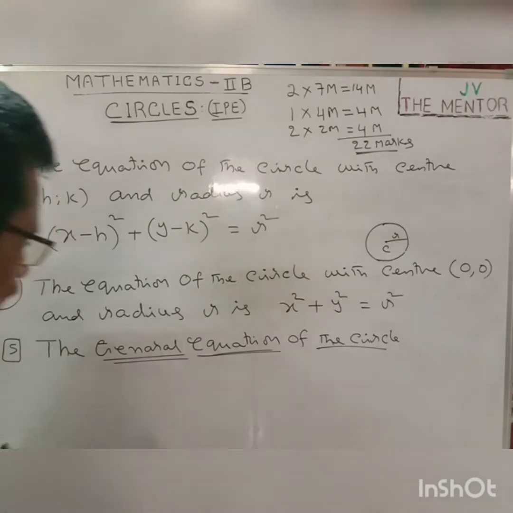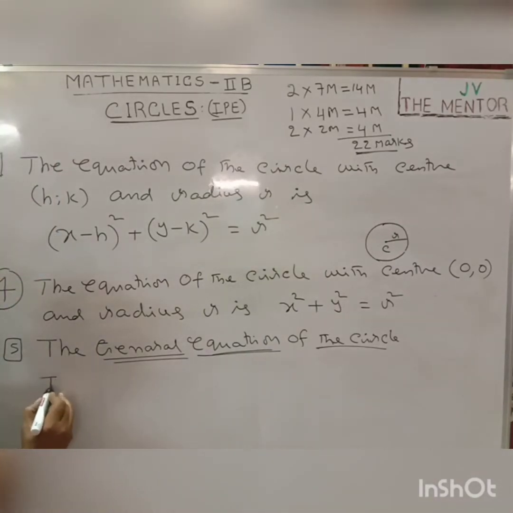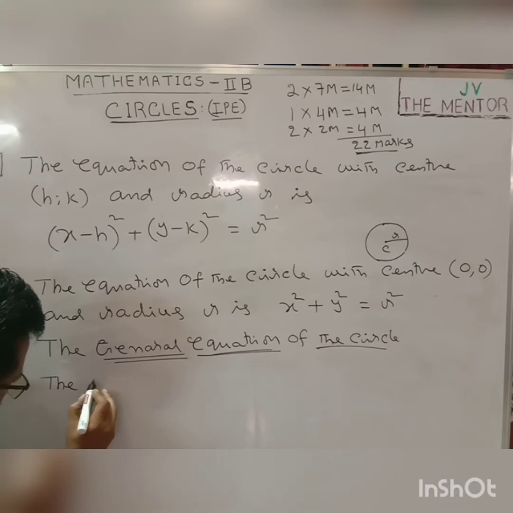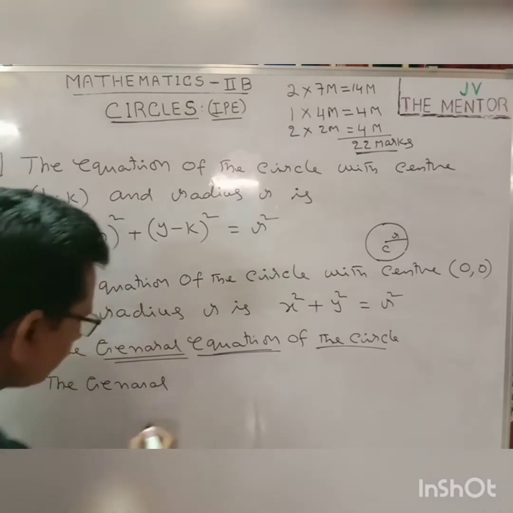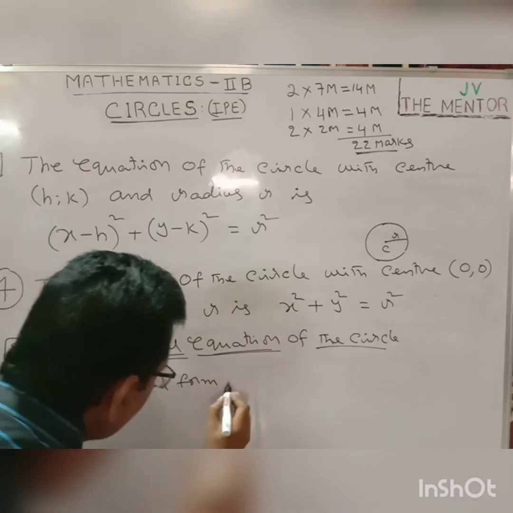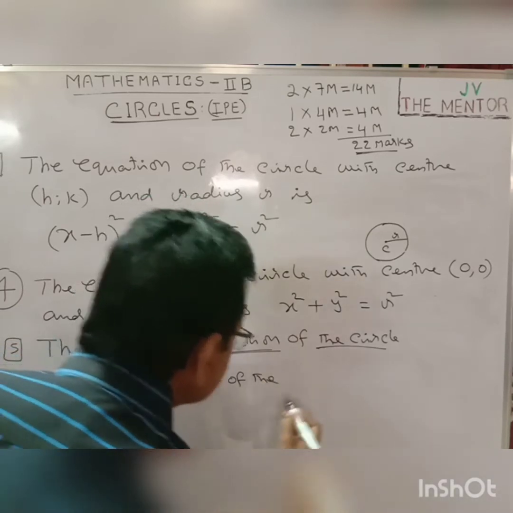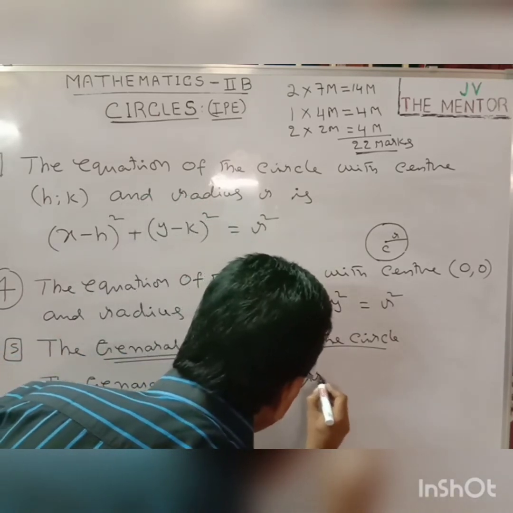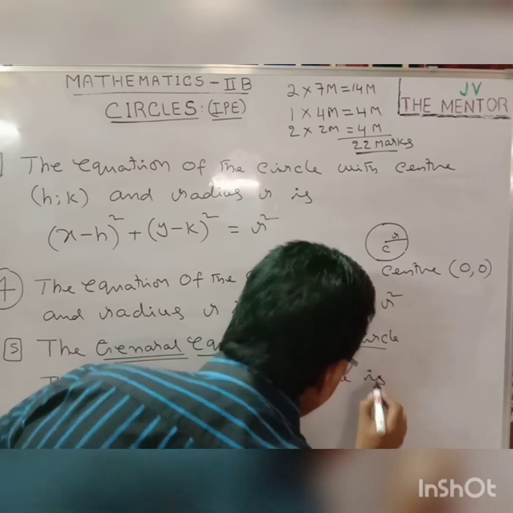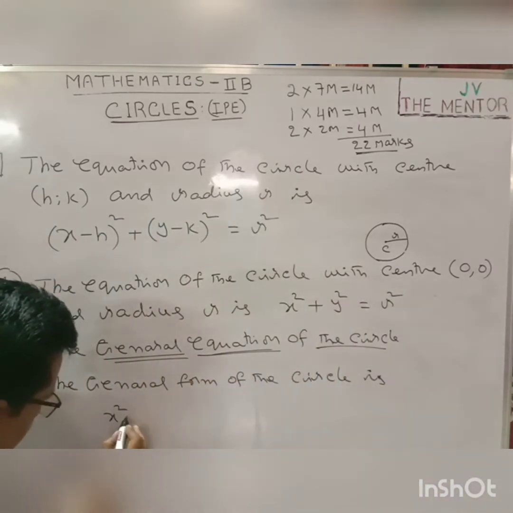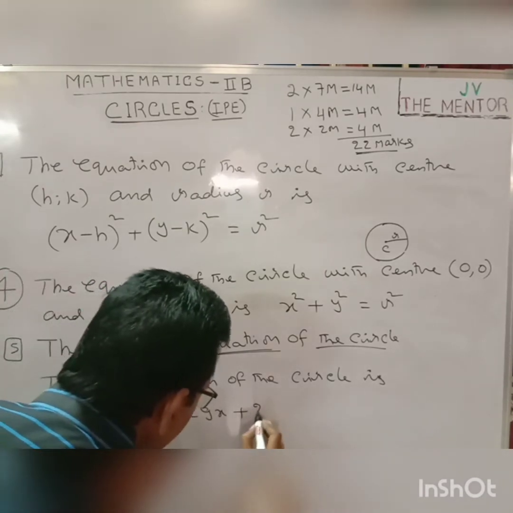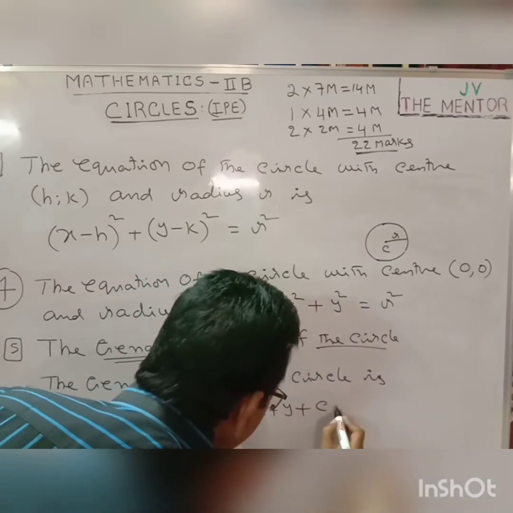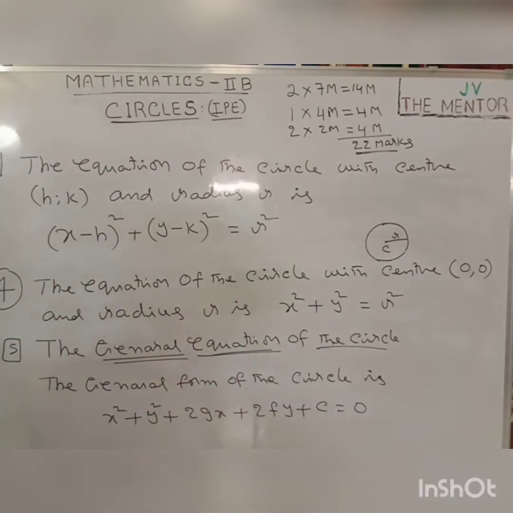The general form of the circle is x square plus y square plus 2gx plus 2fy plus c equal to 0. This is the general form of the circle.